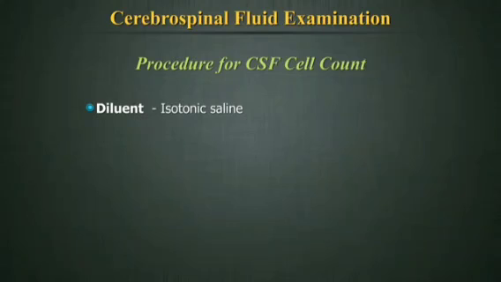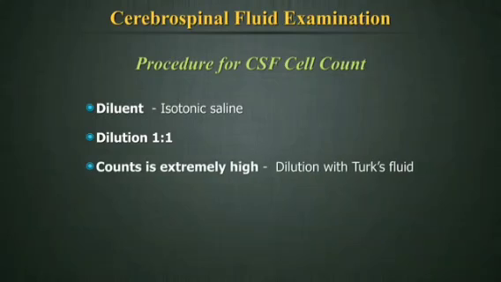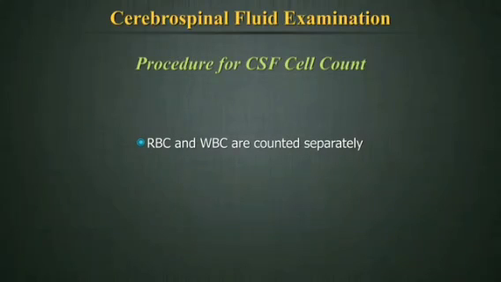If a diluent is required, isotonic saline may be used since it preserves both WBCs and RBCs. A 1:1 dilution is usually adequate to obtain a cell count. If the counts are extremely high, as in WBCs, dilution with Turk's fluid can also be done. RBCs and WBCs are counted separately.